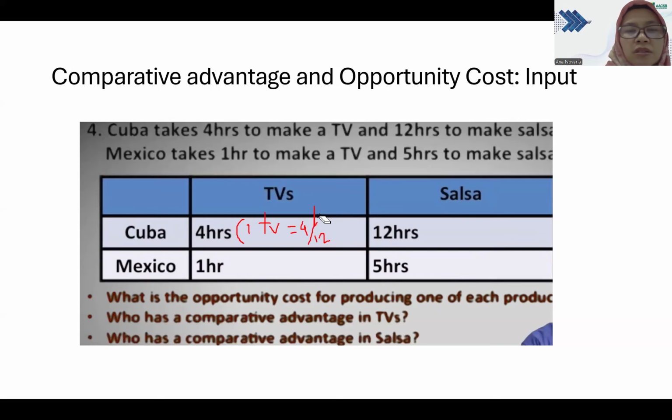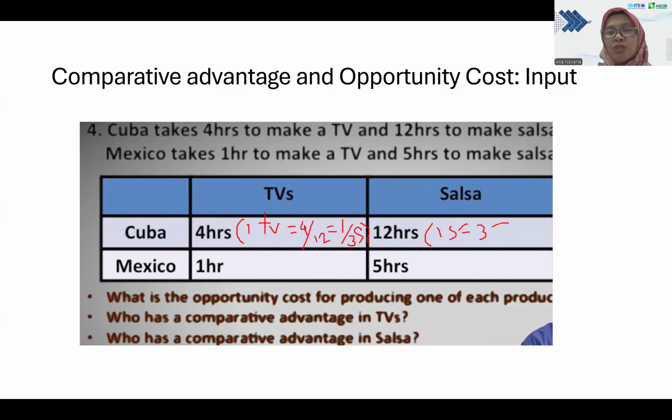So it's going to be 4/12 or 1/3 of salsa. So the opportunity cost of one TV is 1/3 of salsa. Pretty straightforward, because these are the resources, that's the cost. So 1/3. Now, in order to produce one salsa, it's going to be the exact inverse, that's 12/4, that's 3 TV.